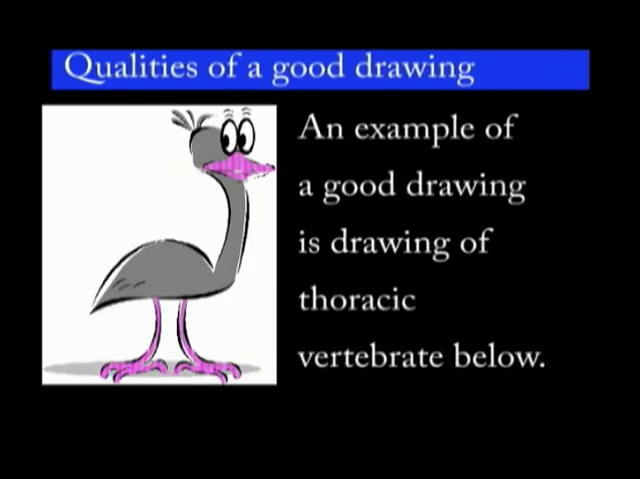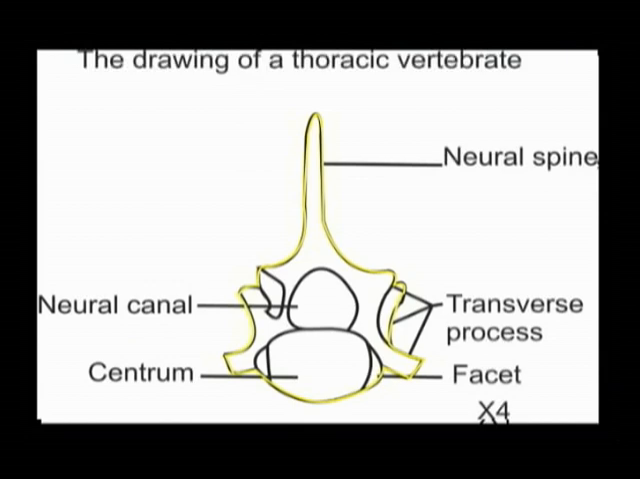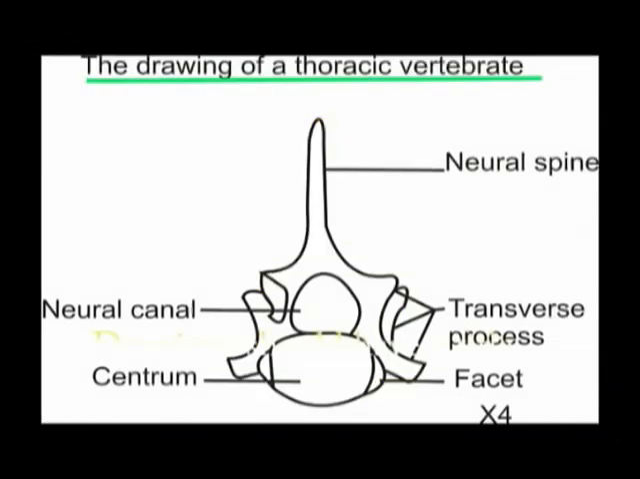An example of a good drawing is a drawing of the thoracic vertebrate below. Note that it has got a complete outline, it has got a title, it is well labeled, it also has got a magnification.